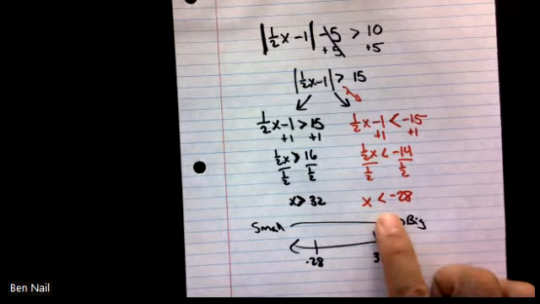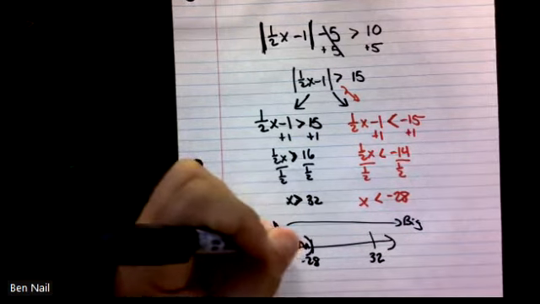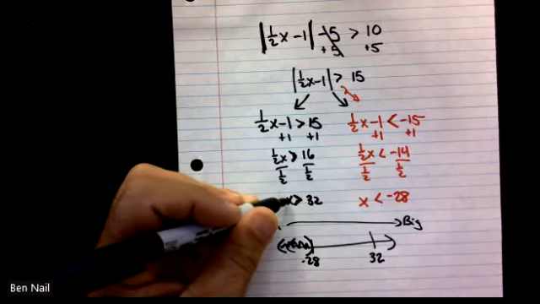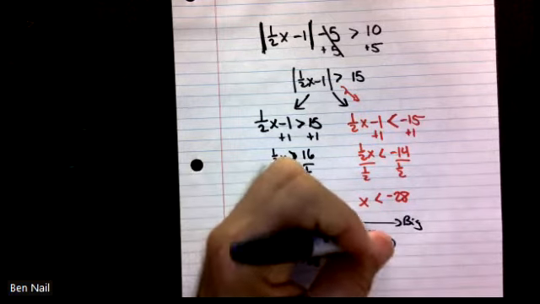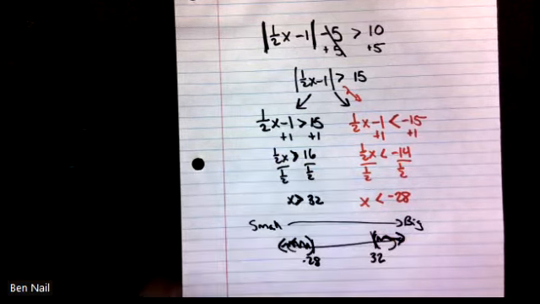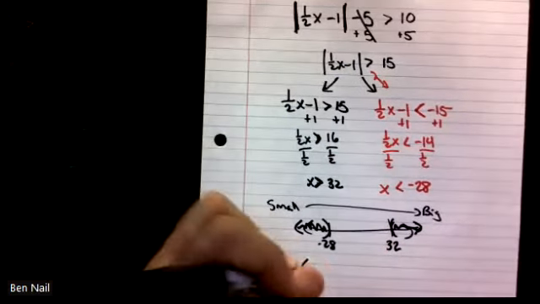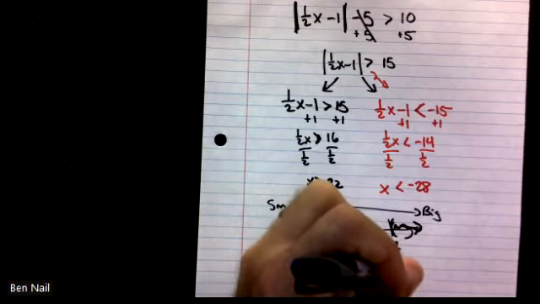Okay, in this case, we want all of the numbers smaller than, less than, left of -28. Like so. We want all the numbers greater than, bigger than, larger than, right of 32. So that's all of those. So again, when you shade in opposite directions, that interval looks like that.